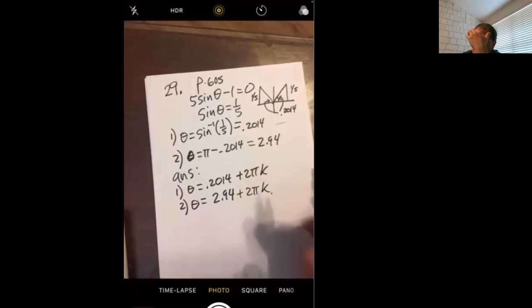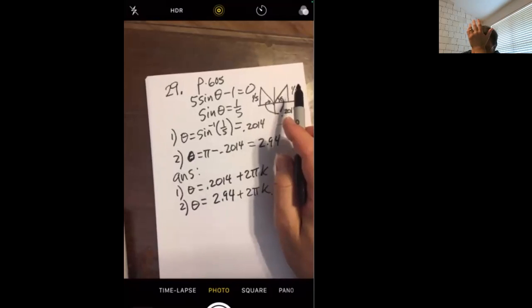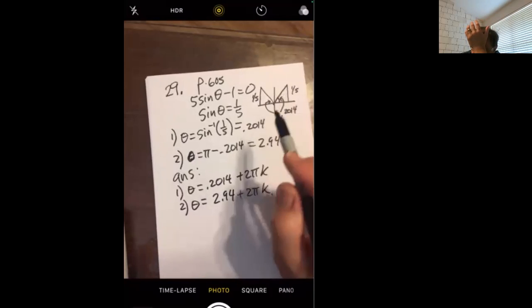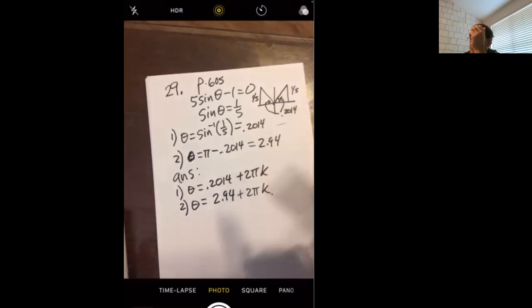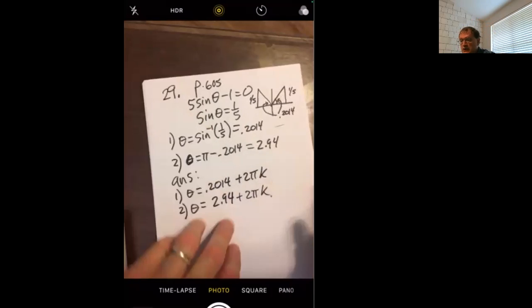But on tangents, I think they only list the first one, because the period's pi. So it will give you this one and then the next one pi, so you don't need both, but I still do both. Just used to it.